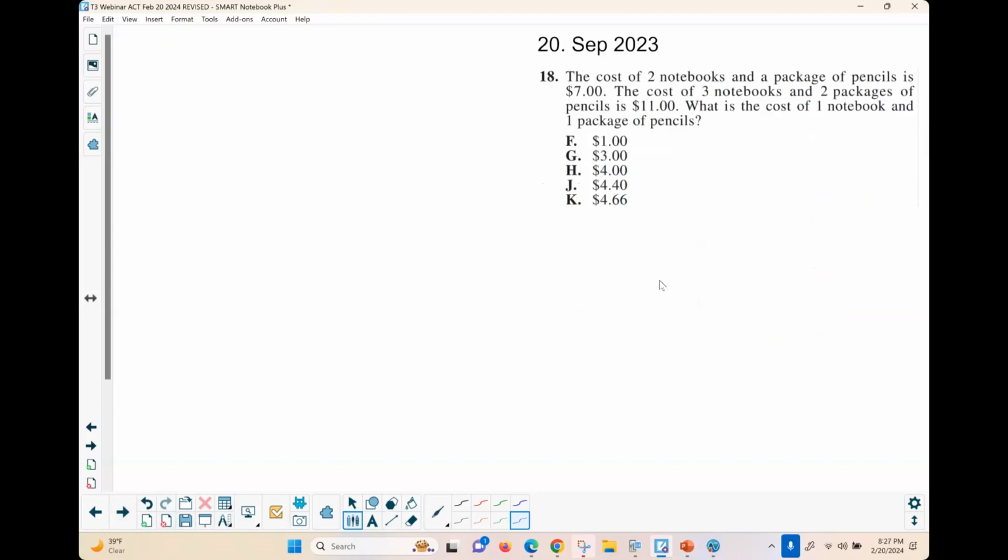Now, a very similar one from 2023, number 18. I want to look at this one. Just take 15 seconds and look at this. I know it's a lot similar, but there's a reason for this. Hopefully you got to read it and see it's very similar, okay?